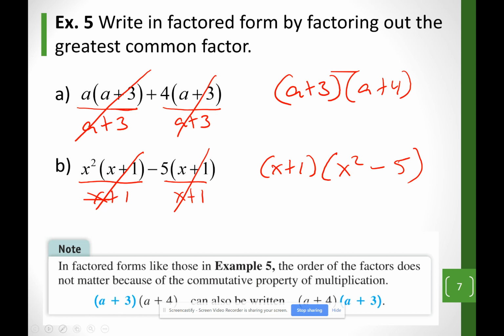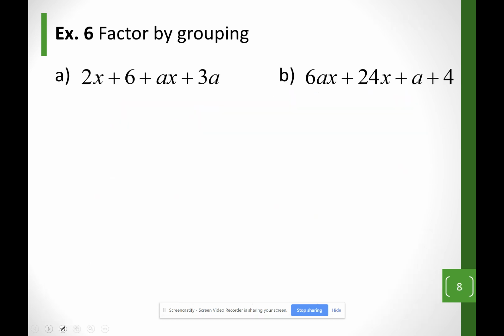Just one thing I want to emphasize is the order of the factors does not matter. For example B, we have that answer, but if you guys go x squared minus 5 and then x plus 1, then that's the same thing, right? The order of the factors does not matter.